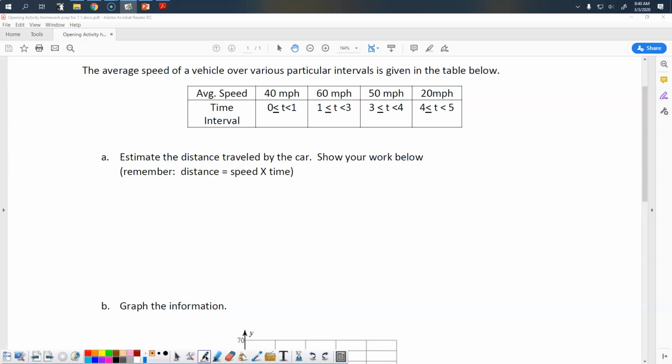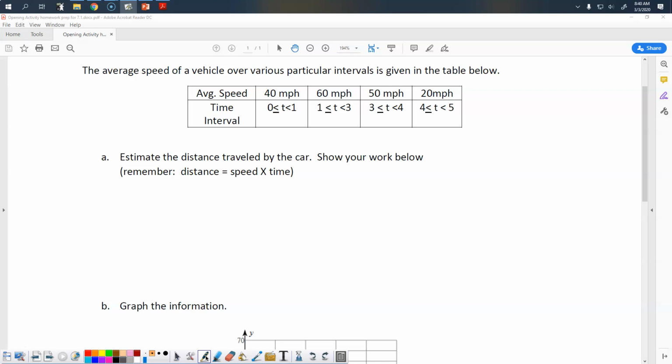I guess these are going to be hours, huh? 5 hours. All right, so for the first hour, his average speed is 40 miles per hour. That doesn't mean he's always going 40 miles per hour, right? Speed could be changing, but his average speed is about 40 miles per hour. And then after that, on hours 1 to 3, his average speed was 60. So maybe he got on the freeway or something. And so on and so forth.